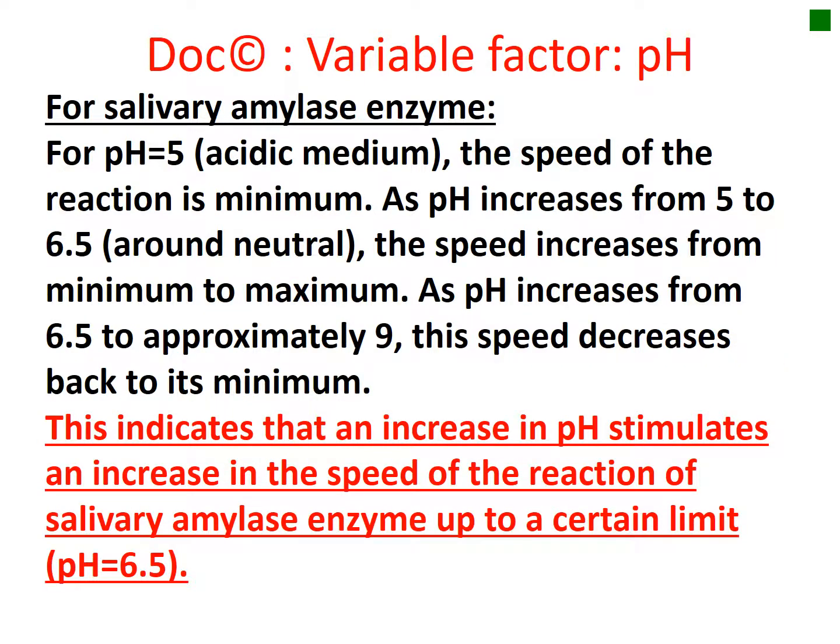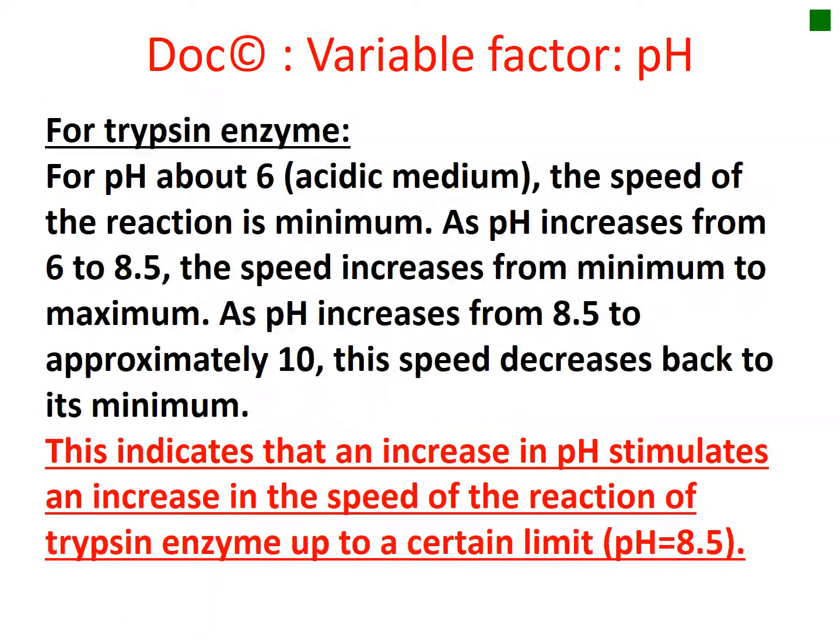While for fresh saliva amylase enzyme, which is present inside the saliva, at pH equal 5, the speed of the reaction was minimum. As the pH increases from 5 to 6.5, approximately neutral, the speed increases from minimum to maximum, and as pH increases from 6.5 to around 9, basic, the speed decreases back to its minimum. This indicates that an increase in the pH stimulates an increase in the speed of the reaction up to a certain limit, and this limit is about 6.5, approximately 7, which is neutral.